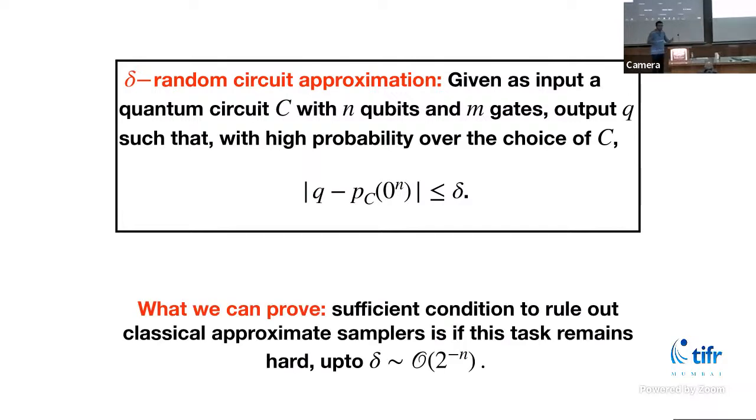What we can prove, I'm not going through the details here, is that one sufficient condition to rule out classical samplers that don't precisely sample but have this total variation distance tolerance is to prove that the task above remains hard up to delta equal to this 2 to the minus n, and that being the number of qubits. Questions here?